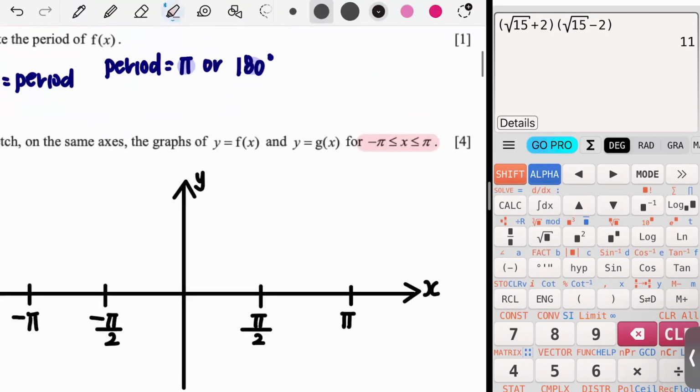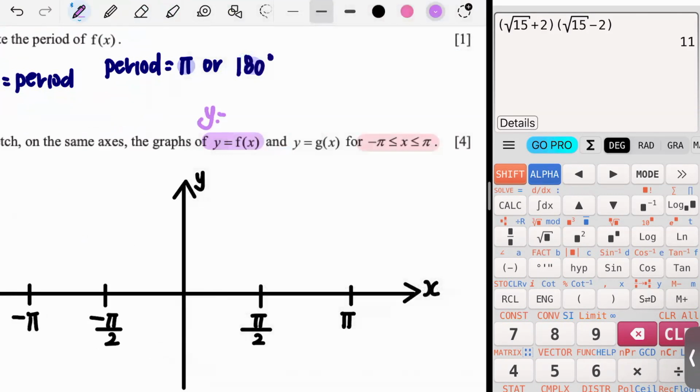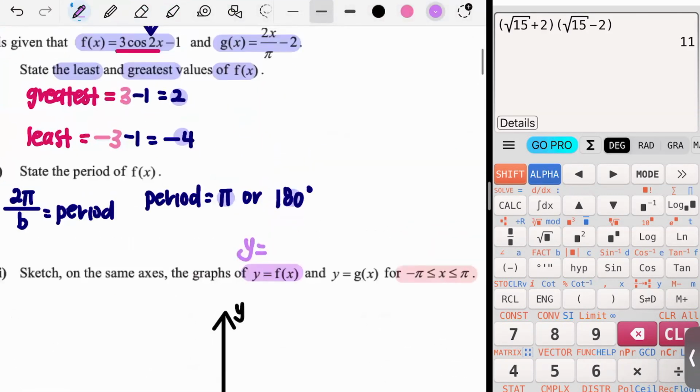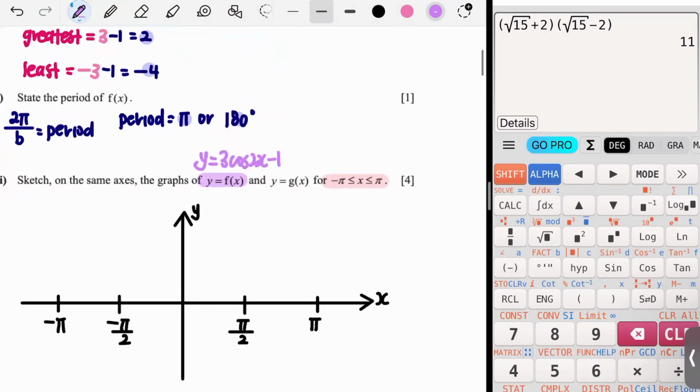So I'm going to draw this one first in purple, okay? So this one here is fx. So I want you to understand this is technically y equals to 3 cosine 2x minus 1, okay? So what is this here? Just now we understood the max is 2. Then here is negative 4. Okay, so for most teachers, they would prefer to see these lines here. So that means at least you know where you are.